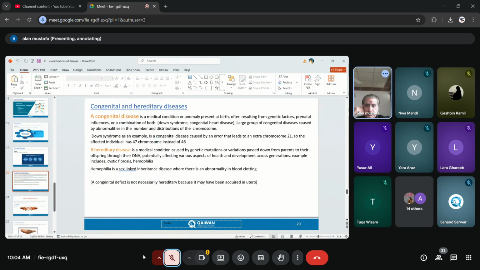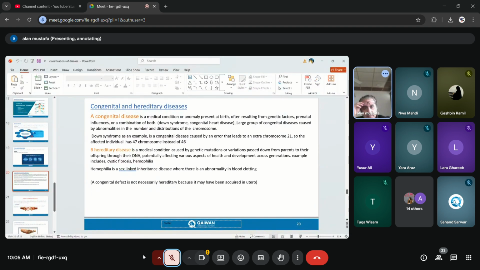So they have an extra chromosome 21. So the Down syndrome people, they have 47 chromosomes. We normally have 46. The Down syndrome, they have 47. So again, an example of hereditary disease is cystic fibrosis, hemophilia.